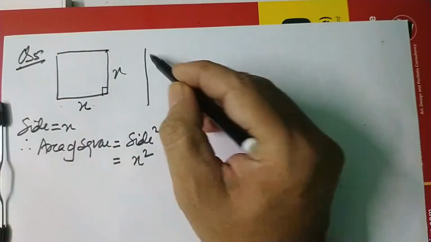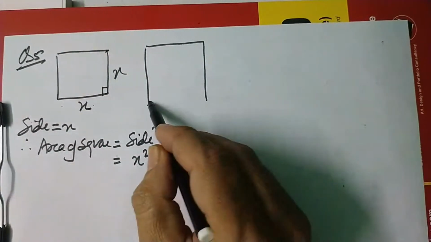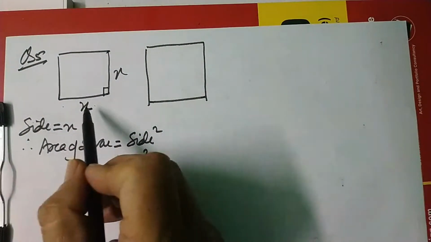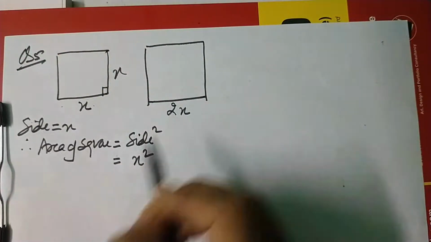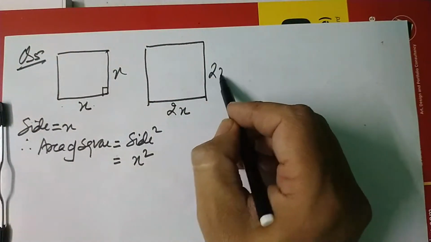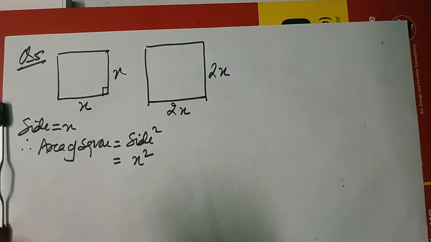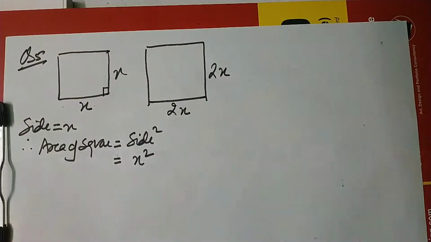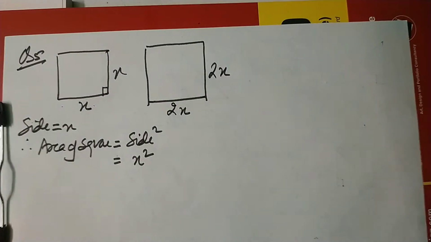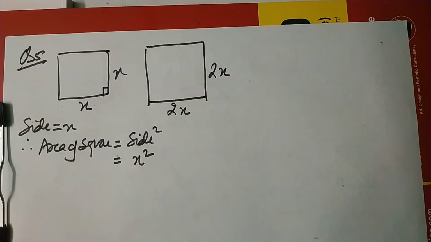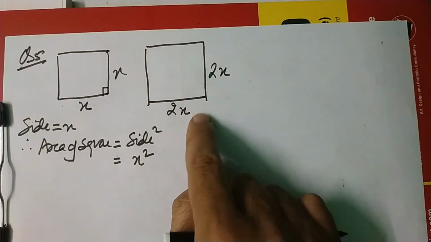Double of this means now there is a square whose side is double of this. Double means 2x and 2x. This is the side given, this becomes double. It says the side is doubled, or 2x. If you double the side of a square, what will be the area of this square? So what will be the area of this square?